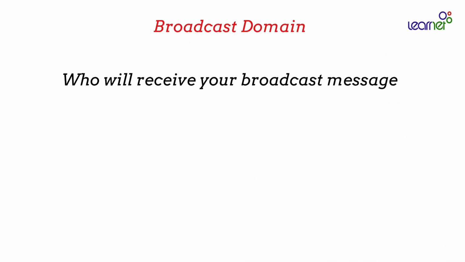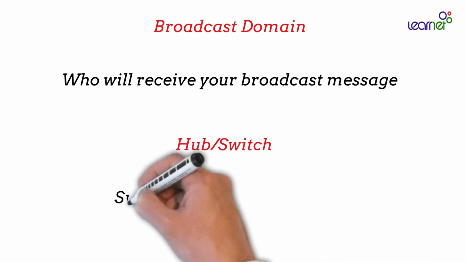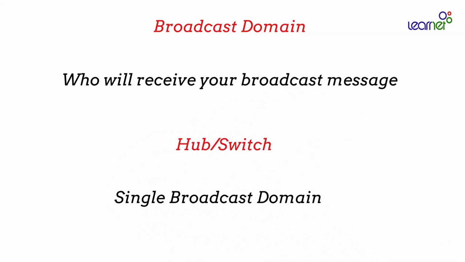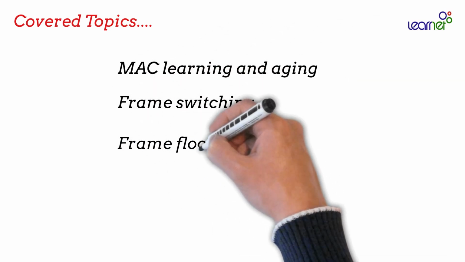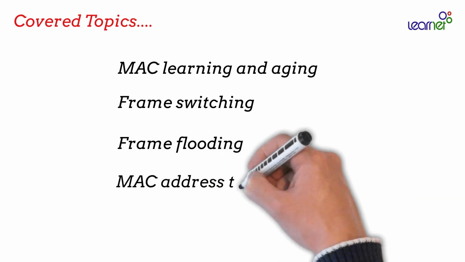Here is the other term that normally comes side by side with the collision domain, and it is broadcast domain. Broadcast domain determines if you send a broadcast message, who will receive it. Hubs and switches create a single broadcast domain, no matter how many of them you use in your network. Routers are the only devices that can break the broadcast domains. These are the CCNA topics that we have covered in this video: MAC address learning and aging, frame switching, frame flooding, and MAC address table.